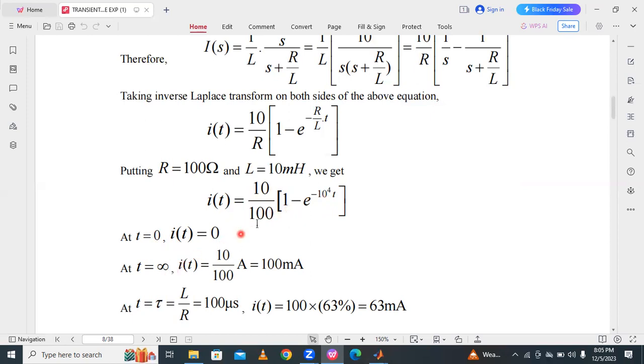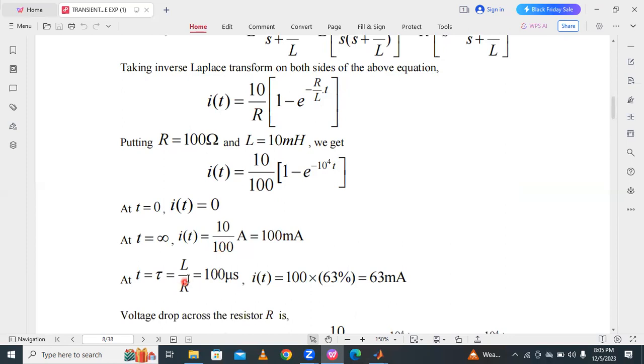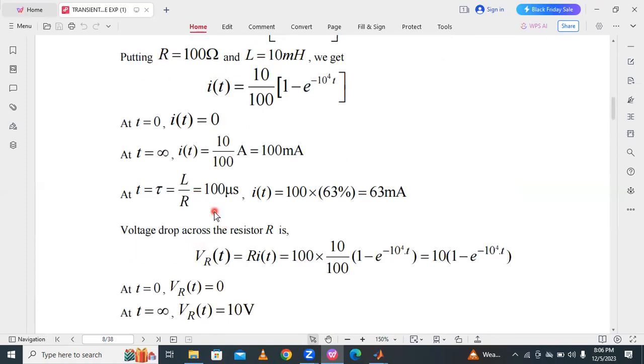At t is equal to infinity, substitute here, the exponential term becomes 0, and we get 10 by 100, that is 100 milliamps. And the time constant is L by R, 100 microseconds. So at t is equal to 0, the current is 0, and at t is equal to infinity, the current is 100 milliamps. This is the current response, and we can understand it by using MATLAB.